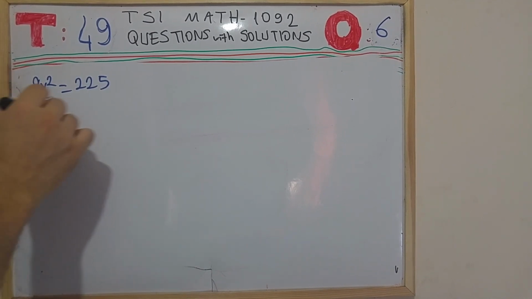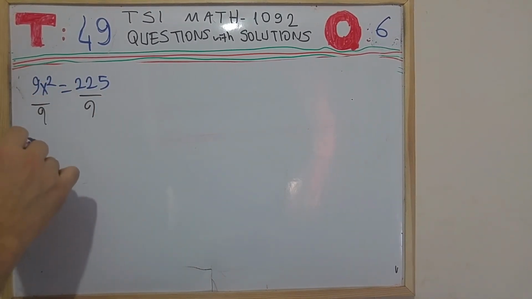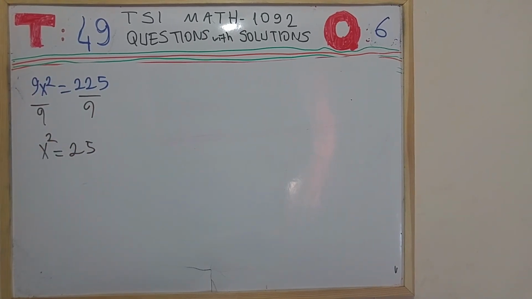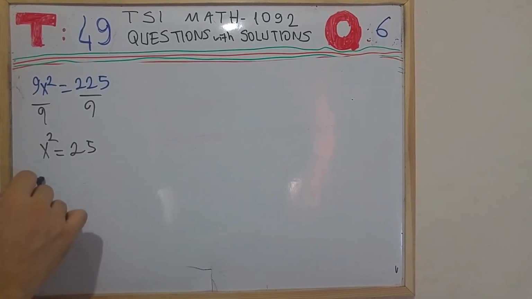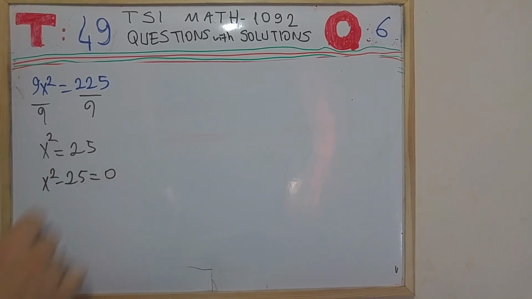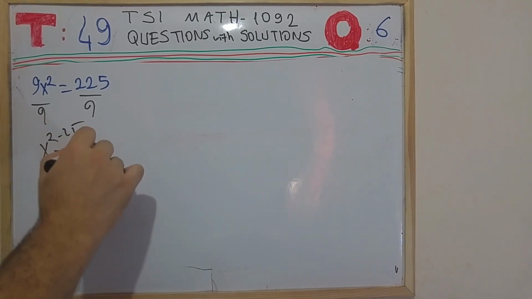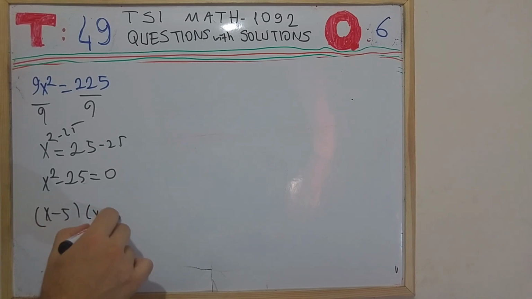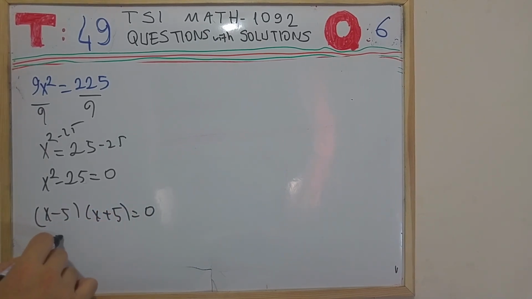Divide each side by 9 first. So we have x squared is equal to 25, which means that x squared minus 25 is equal to 0 when I subtract 25 from each side. So this means that x minus 5, x plus 5 is equal to 0, which means that x should be either 5 or minus 5. This is the short way.